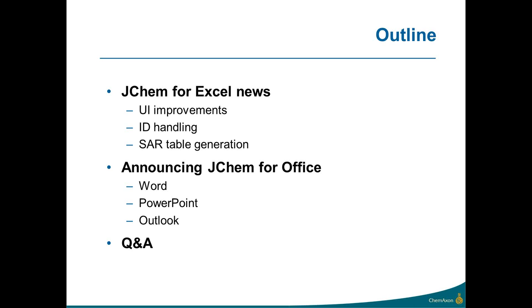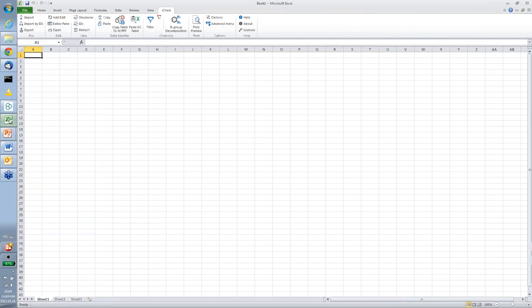And then in the second part, I'd like to introduce JChem for Office, basically the extension to Word and PowerPoint and Outlook of our chemical intelligence. And in the end, you will have a chance to ask questions, and we will answer them to the best of our ability. All right, now let's move to Excel. JChem for Excel comes with a specific ribbon where you can access most important capabilities.